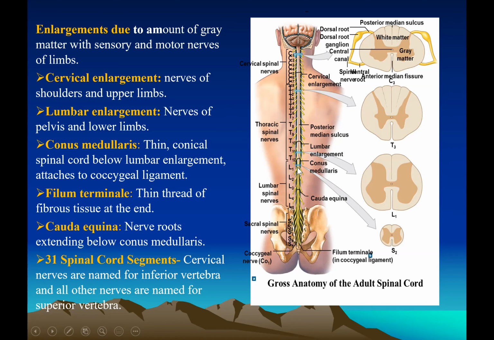After L1 and L2, there's a whole bunch of nerves exiting the spinal cord. They are called the cauda equina. Equina, it looks like a horse's tail. There are 31 spinal segments: C1, C2, C3. There are 8 cervical segments, 12 thoracic, and 5 lumbar segments. In the cervical region, nerves are named after the inferior vertebrae, whereas in the lower region, they are named after the superior vertebrae.